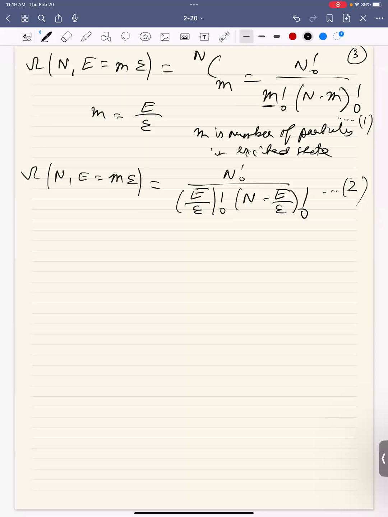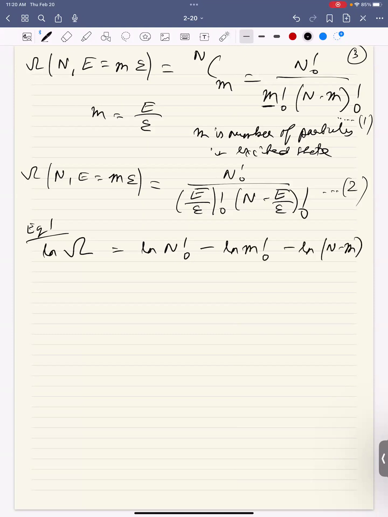So first and foremost, in StatMech, it's very rare that we have to deal with omega. What we need to deal with is log of omega, right? Log of omega, or log of partition function, is what contains information about thermodynamics, right? So let's take log of both sides, because that's what we are probably going to work with. So log of omega, let's work with equation 1. Keep the m. So log of omega is log of n factorial minus log of m factorial minus log of n minus m factorial.